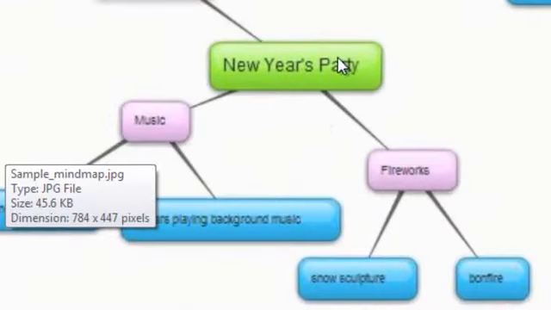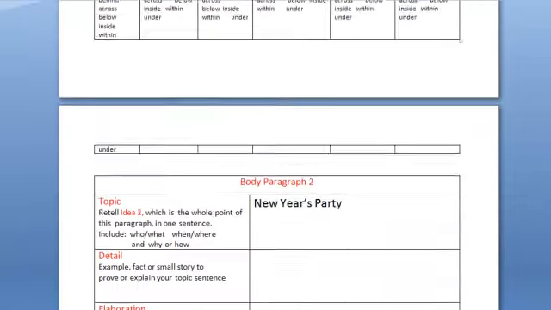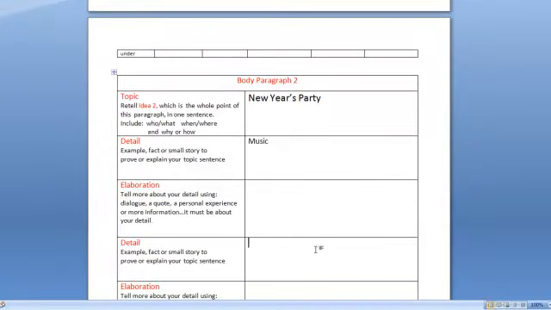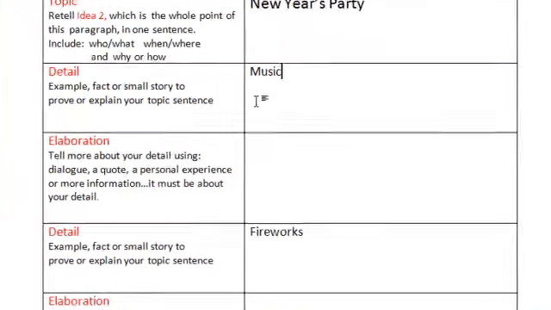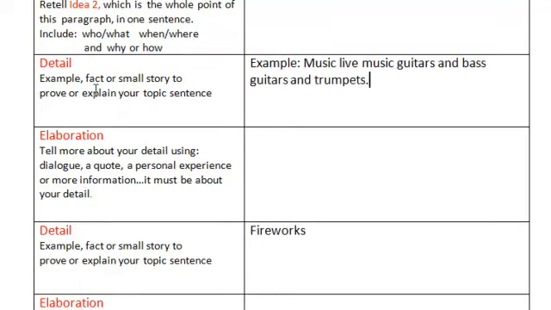New Year's party. Two things we like about the New Year's party are music and fireworks. So let's go back and put that in. New Year's party. So I'm going to type music here and fireworks here. Now I need an example, a fact, or a small story about music. For example, I think I will use an example with music. For my detail for my New Year's party, for music, I'm going to write an example about the music involving live guitars and bass guitars and trumpets.